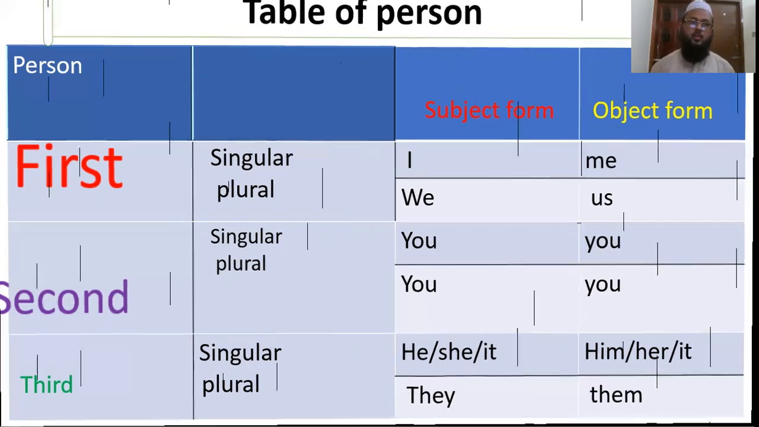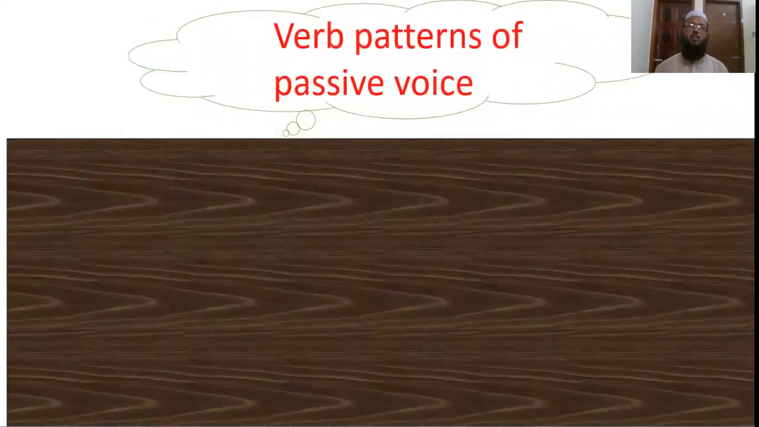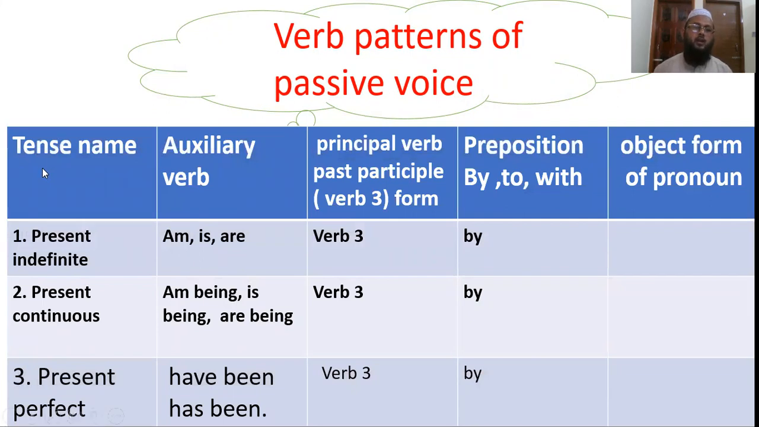My dear pupils, you need another chart: verb patterns of passive voice. You must write it. Here, tense name, auxiliary verb, principal verb in past participle, that is, third form, preposition by, and object form of pronoun. Number one, present indefinite tense, auxiliary verb will be am, is, are. For the passive voice, principal verb third form, preposition by, object form of pronoun.